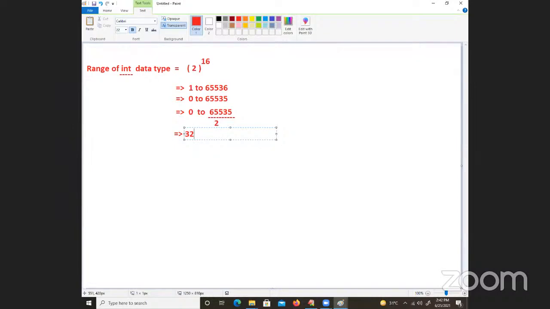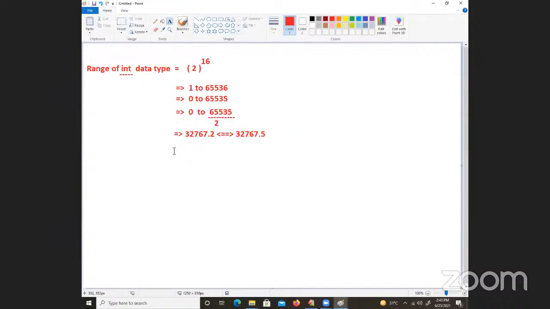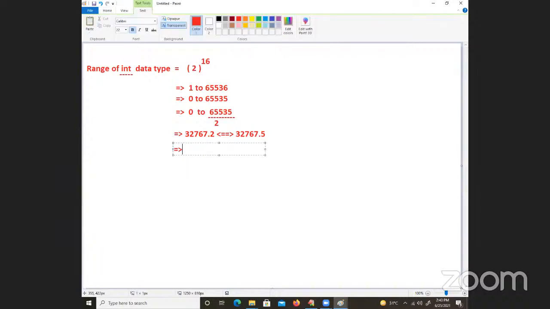What is that? 32,767.5. Are you able to understand my point, guys? Can you confirm? Are you okay? Yes. Now we got this type of equal division, but our range will not contain decimal places.